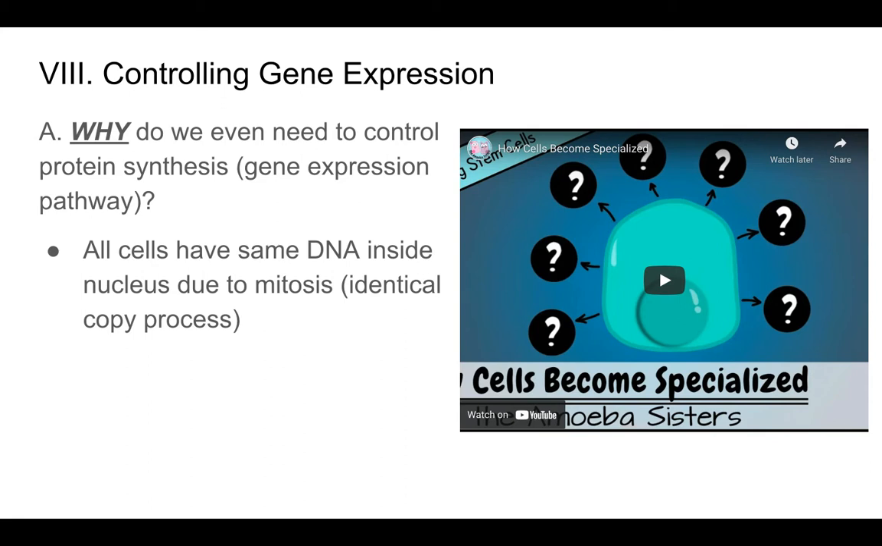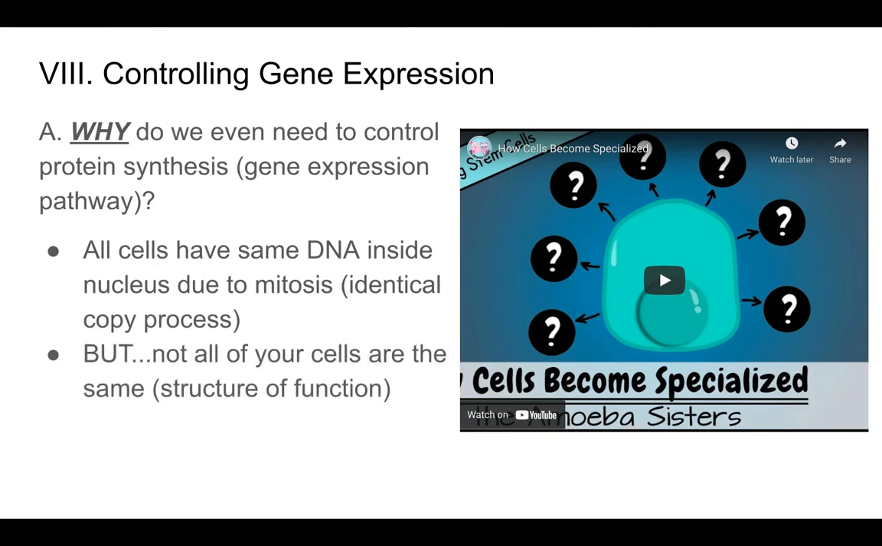So every cell in your body has the same DNA inside of it, but not all cells are the same, right? So think about nerve cells. Nerve cells look and function very differently than skin cells. So even though they have the same DNA in their nucleus, there is a control mechanism on what parts of the DNA are going to be expressed in the neuron compared to the skin cell.